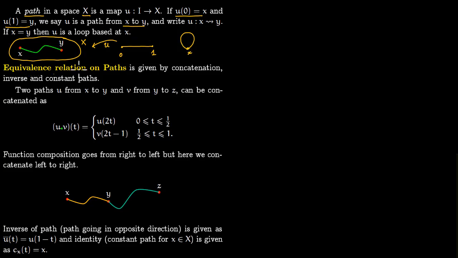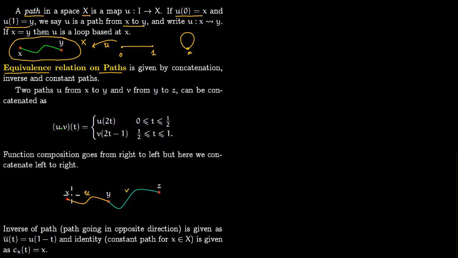Now we have defined the paths, we can define an equivalence relation on paths. So for equivalence relations you need three things. You need transitivity, you need symmetry, and you need reflexivity. So first we will talk about transitivity. So say we are given two paths U and V. So U goes from X to Y. So say this is the path U. And then you have path V which goes from Y to Z. So say you have path V.